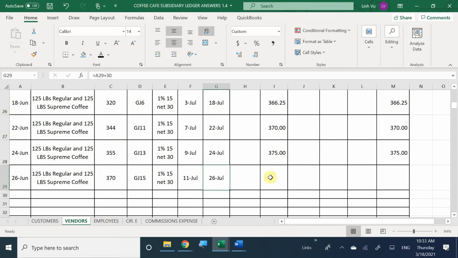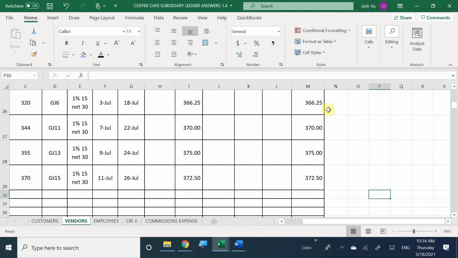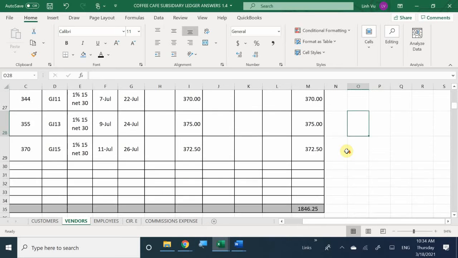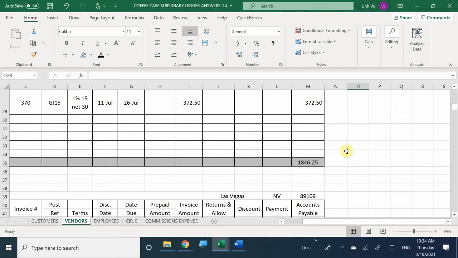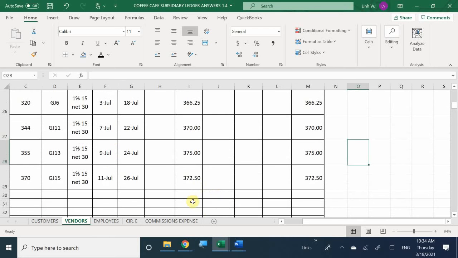Okay. What's my invoice amount? Okay. I didn't make any payments, so therefore I owe another $372.50. So now I owe Atlas Coffee a grand total of $1846.25. Okay, so what's next?